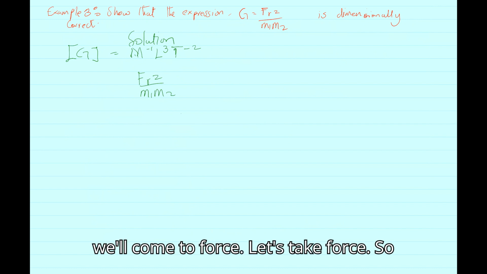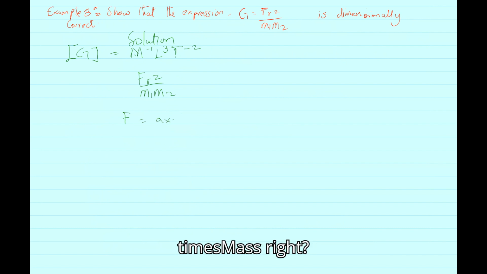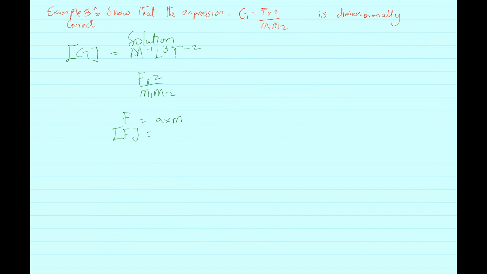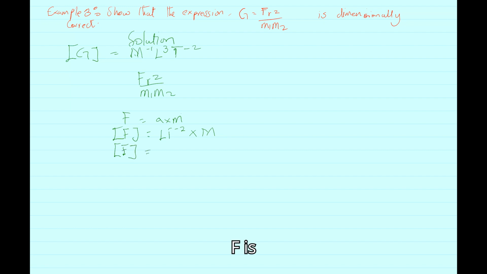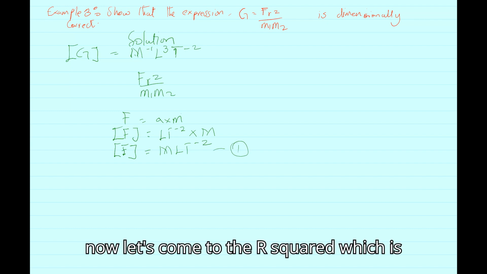Force here is equal to acceleration times mass, right? So the dimension of force is equal to L T minus 2 times M. So the dimension of F is M L T exponent negative 2. Let's put it here as equation 1. Now let's come to the r squared, which is the radius.